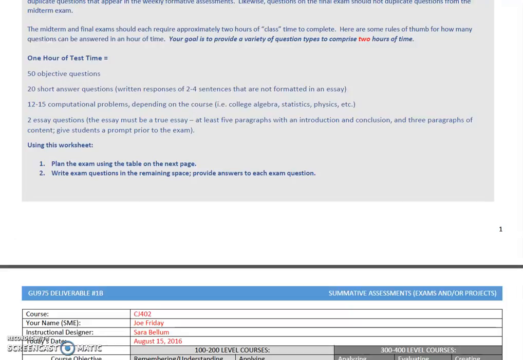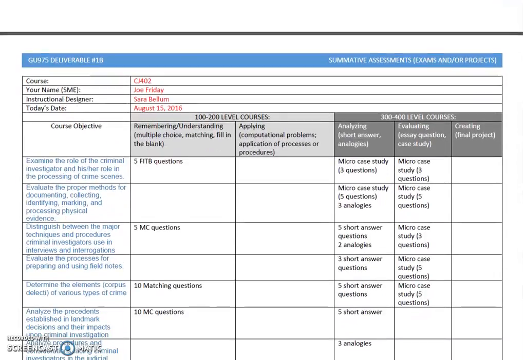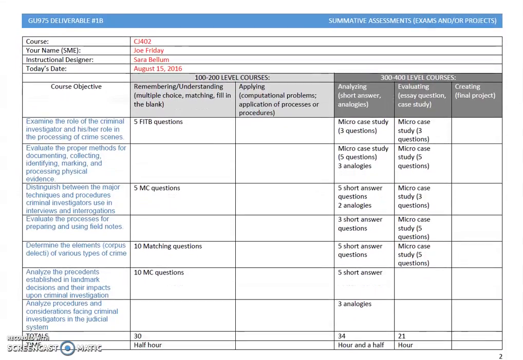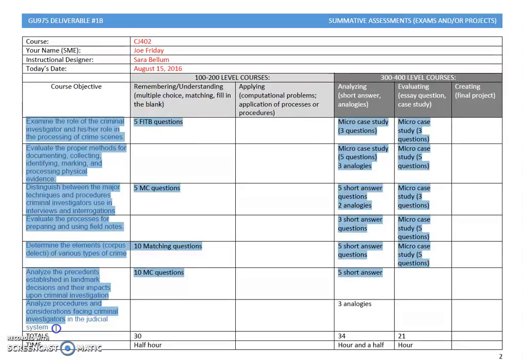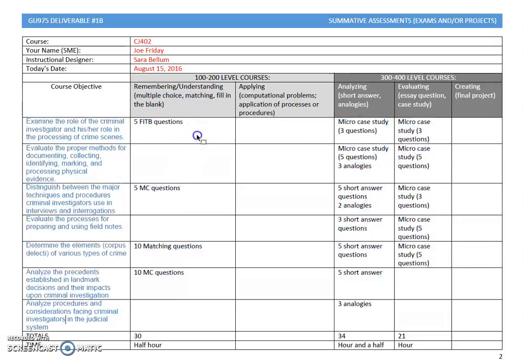So in this deliverable, let's scroll down to the next page. And I've already pre-populated this with some information from CJ 402, which I'm just using as an example. I made all this stuff up. So you're going to try to create a map for all the course objectives, which you will put in the left-hand column. So you see that I have already put some course objectives from CJ 402. But then we're also going to indicate what types of questions and how many questions.